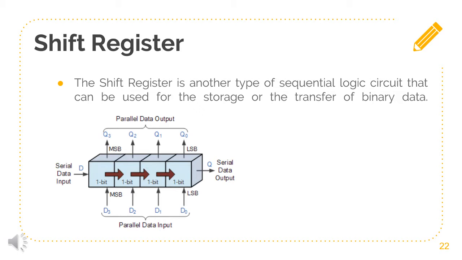Now in this section, shift register will be explained. The shift register is another type of sequential logic circuit that can be used for the storage or the transfer of binary data. This sequential device loads the data present on its inputs and then moves or shifts it to its output once every clock cycle, hence the name shift register.